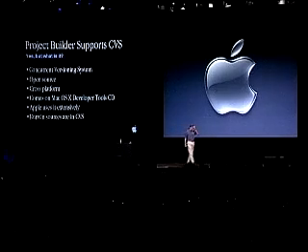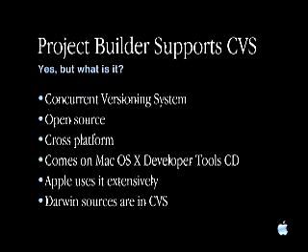So now let's take a look at some of the source code management facilities of Project Builder. Currently Project Builder interfaces with one source code management system, and that's CVS. You may have heard of CVS or you may not have. It's the Concurrent Versioning System. This is an open source code management system that's used for a lot of the open source projects out there. It's cross-platform, so it runs on a whole variety of different systems, a lot of different Unix platforms, Windows NT, and there are clients for the Macintosh.